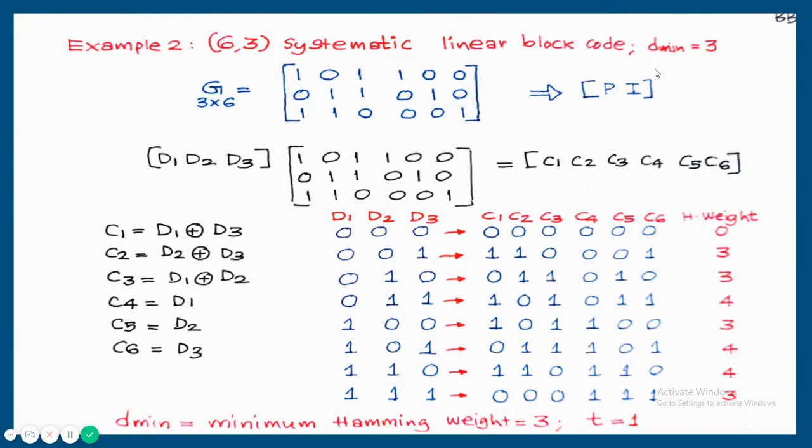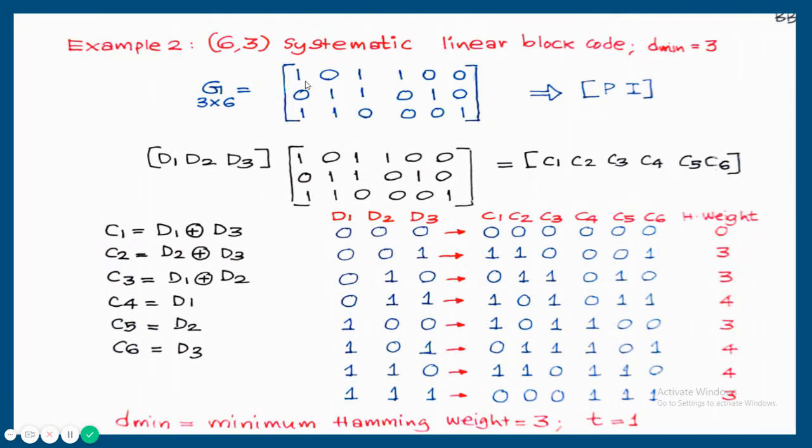Next, d minimum is equal to 3, so at least 2 ones are needed here, and there is no repetition. So I took these 3 combinations: 1, 0, 1, 0, 1, 1, 1, 1, 0. Or instead of 1, 1, 0, we can write 1, 1, 1 also. The requirement is only this: minimum 2 ones are needed and there is no repetition. So this is one of the possible combinations for making a generator matrix.